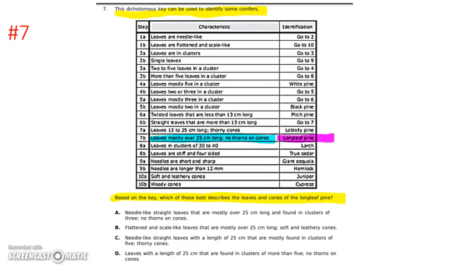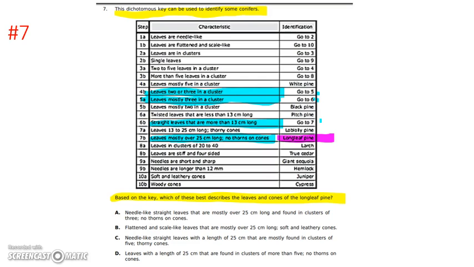7B says, leaves mostly over 25 centimeters long and no thorns on the cones. So what led us to 7 was, if you look over here, 6B. And 6B says straight leaves that are more than 13 centimeters long. So we know that the longleaf pine has that as well. What led us to 6B was up here, which is 5A. The leaves are mostly in 3 in a cluster. What led us to 5A was right here above that, 4B. Leaves 2 or 3 in a cluster.